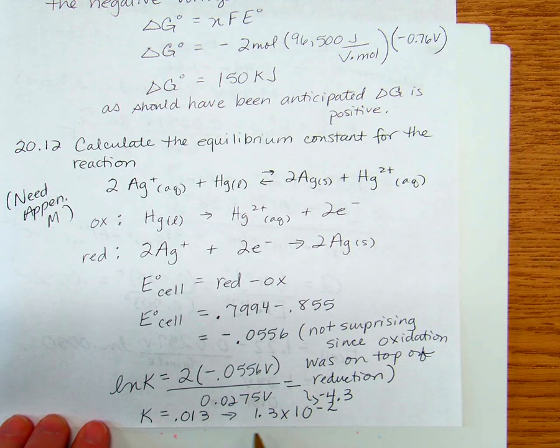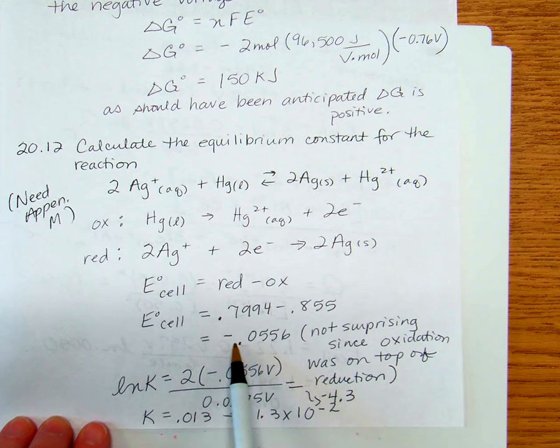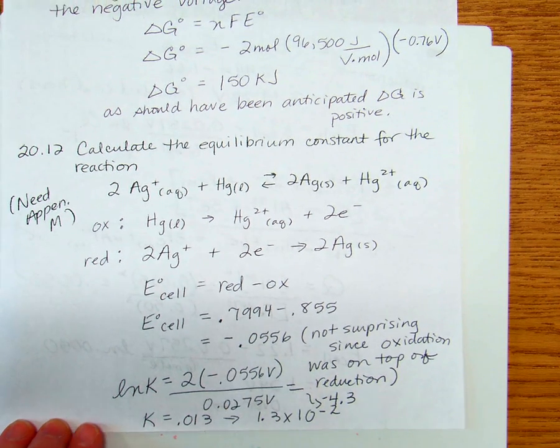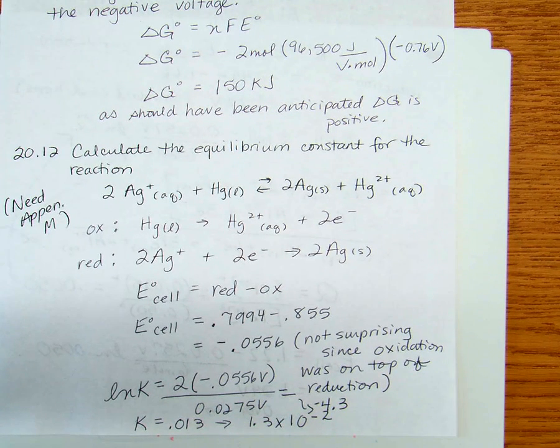Or it's a small K value. It's not really small, but it is small, which again should match up with our voltage being negative, being not spontaneous. It's more reactant favored than it is product favored. All those things go together. And that ends the examples.